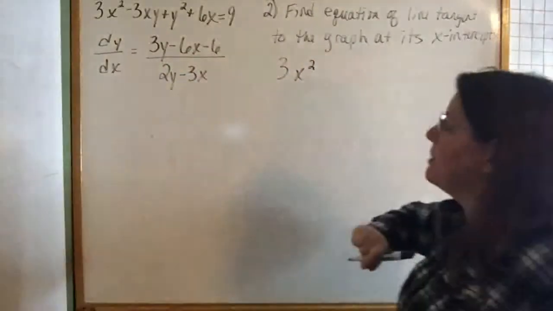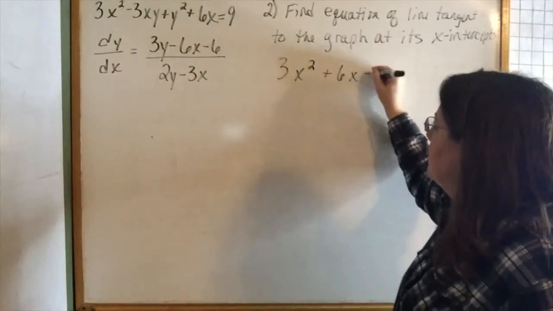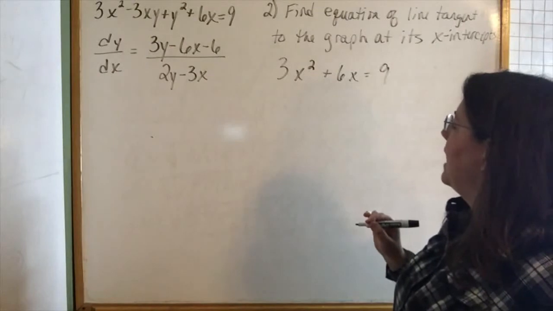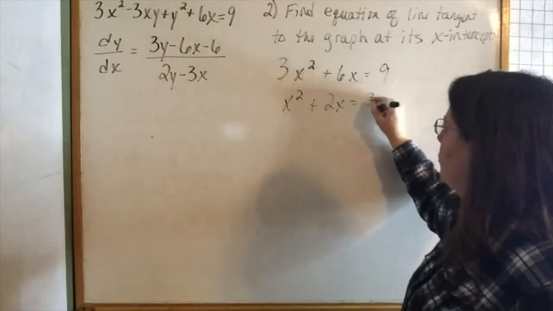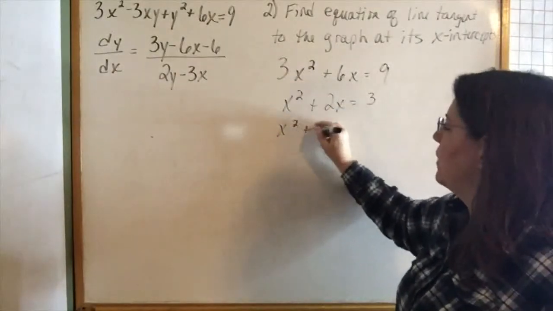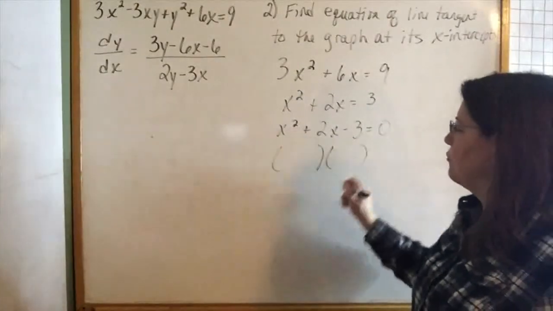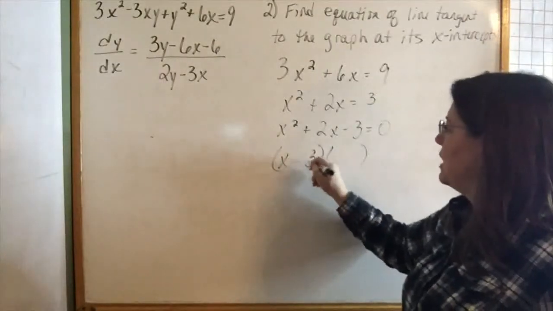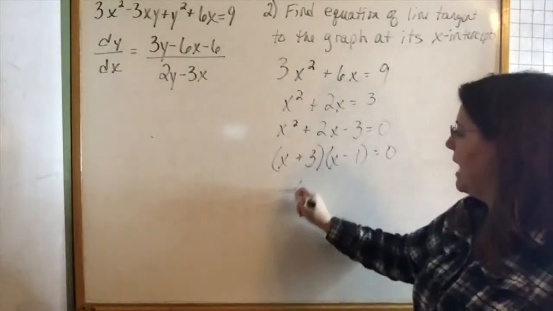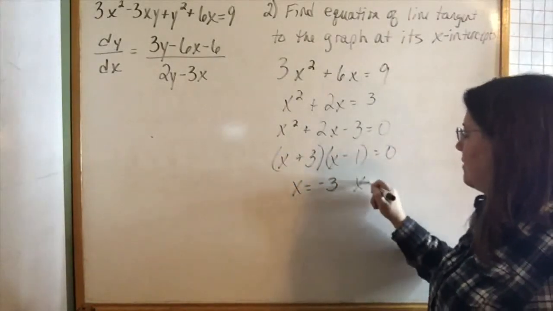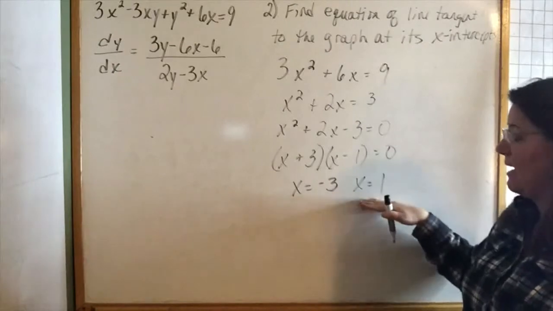minus 3x times 0 would be 0, plus 0 squared would be 0, plus 6x equals 9. If I solve that, everything is divisible by 3, so I would have x squared plus 2x equals 3. If I set it equal to 0, I have x squared plus 2x minus 3 equals 0. Factors of 3 that subtract to give me 2 would be a 3 and a 1. I would have plus 3, minus 1. So my answers would be x equals negative 3 and x equals 1. So my two x-intercepts are at x equals negative 3 and x equals 1.